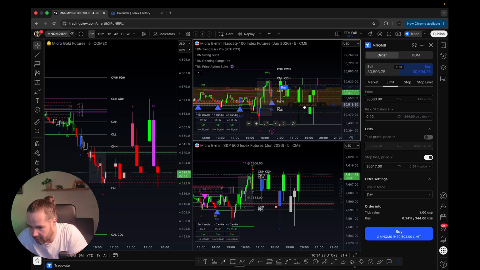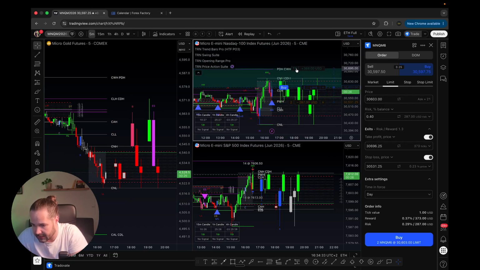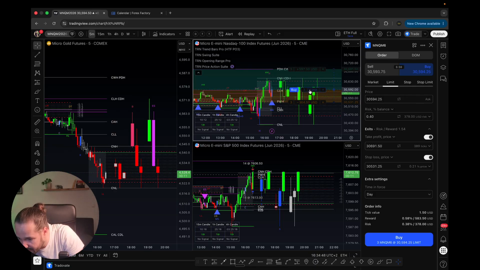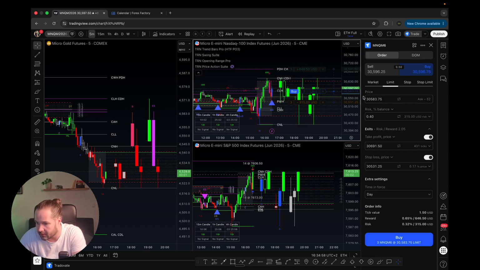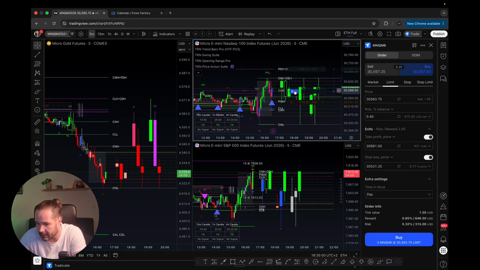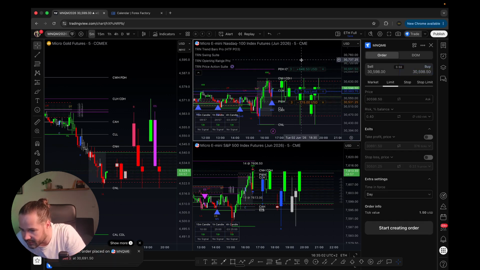So stop loss always below the pullback, a few ticks below, and then we will target the previous day high. And now what we need is a 2-to-1 risk reward ratio, which would be around here. The top of the previous 5-minute candle is always a good spot for a limit order. So now we're ready. Confirmed the reversal bar.